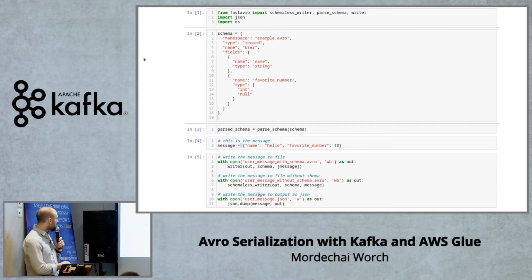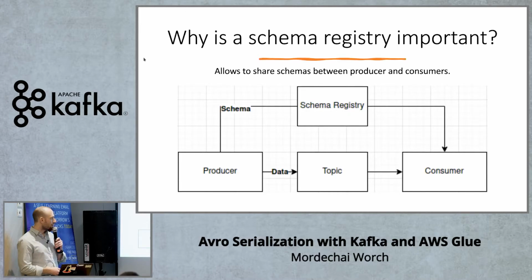And that's why schema registries are important. With the schema registry, you can share a schema between the producer and the consumer. You don't have to write the schema with every message, and you only write it once. For every schema version, you write it once to the schema registry. The producer uses it, and your consumer is able to receive messages, check which schema is relevant, and deserialize them.